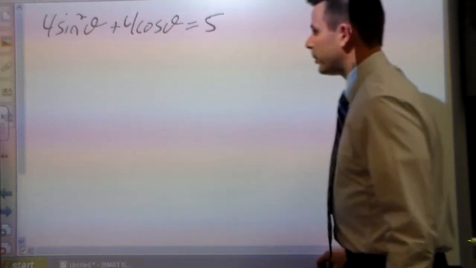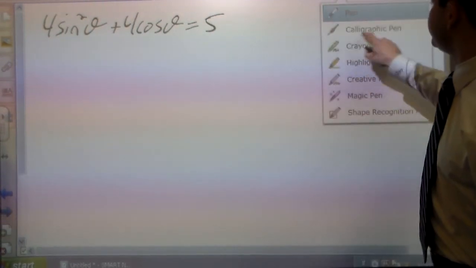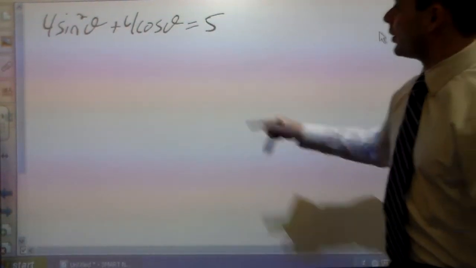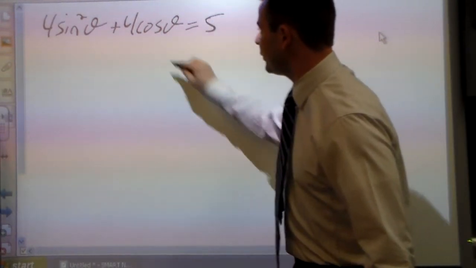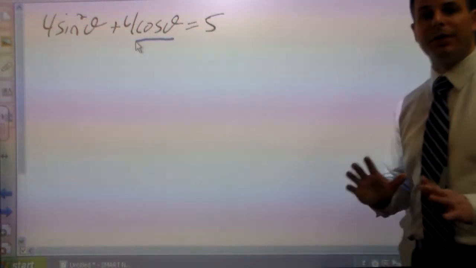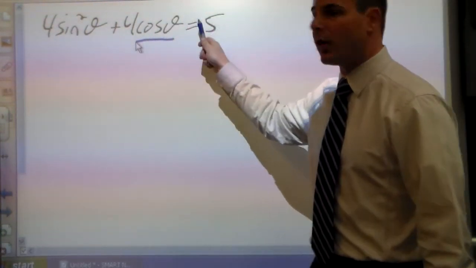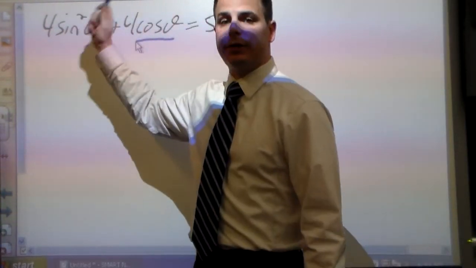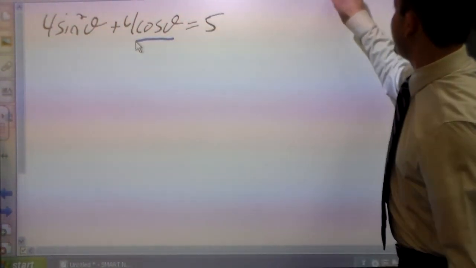All right, here's another example. So now we have 4 sine squared plus 4 cosine equals 5. Our first degree function tells us we want everything to be that. We want everything to be cosine in this case. We can't change cosine, but we can change sine squared. And the way to change sine squared is by using a Pythagorean identity.